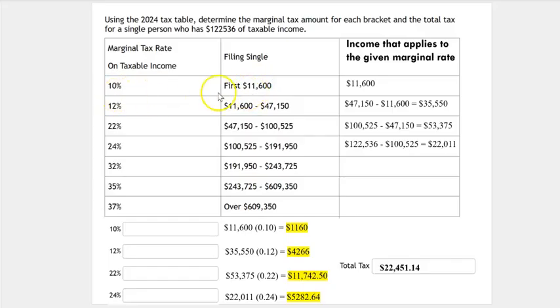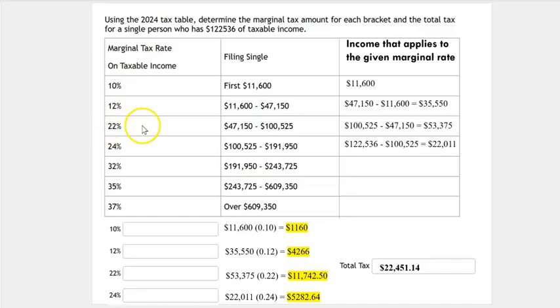He pays 10% on the first $11,600. So of his income, only $11,600 applies to 10%. Now how much applies to 12%? You subtract the lower limit of this bracket from the upper limit, $47,150. You get $47,150 minus $11,600, which is $35,550, and that applies to 12%.